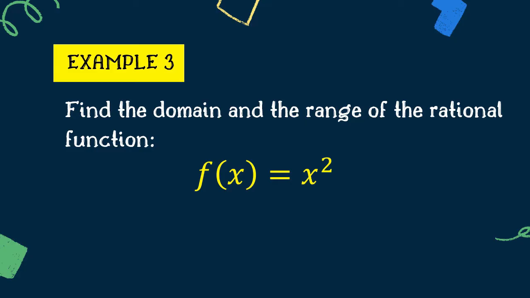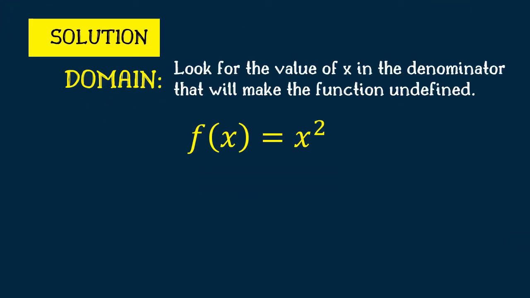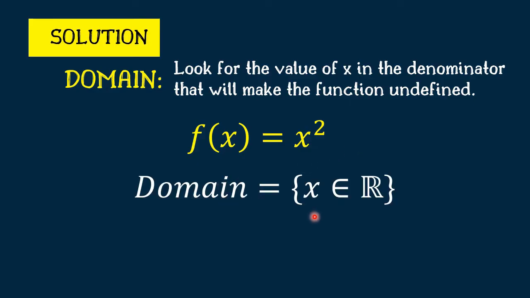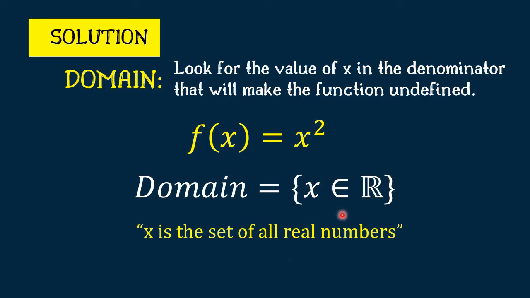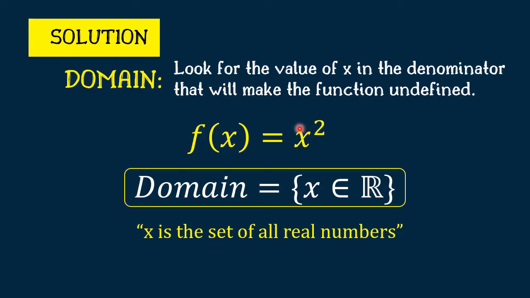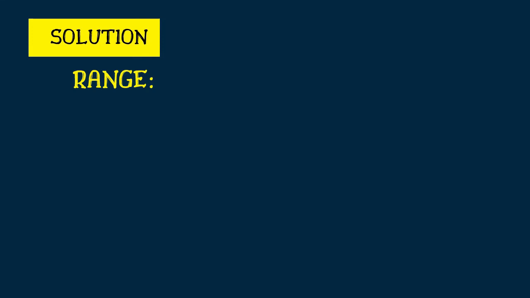Next, we have an example of a rational function with a denominator of 1, that is f of x equal to x squared. Since our rational function doesn't have a value of x in the denominator, we can conclude that the domain is the set of all real numbers. Ibig sabihin, lahat ng values ng x na real number ay pwede sa ating rational function if we are talking about its domain. This time, we will look for the range of our rational function.